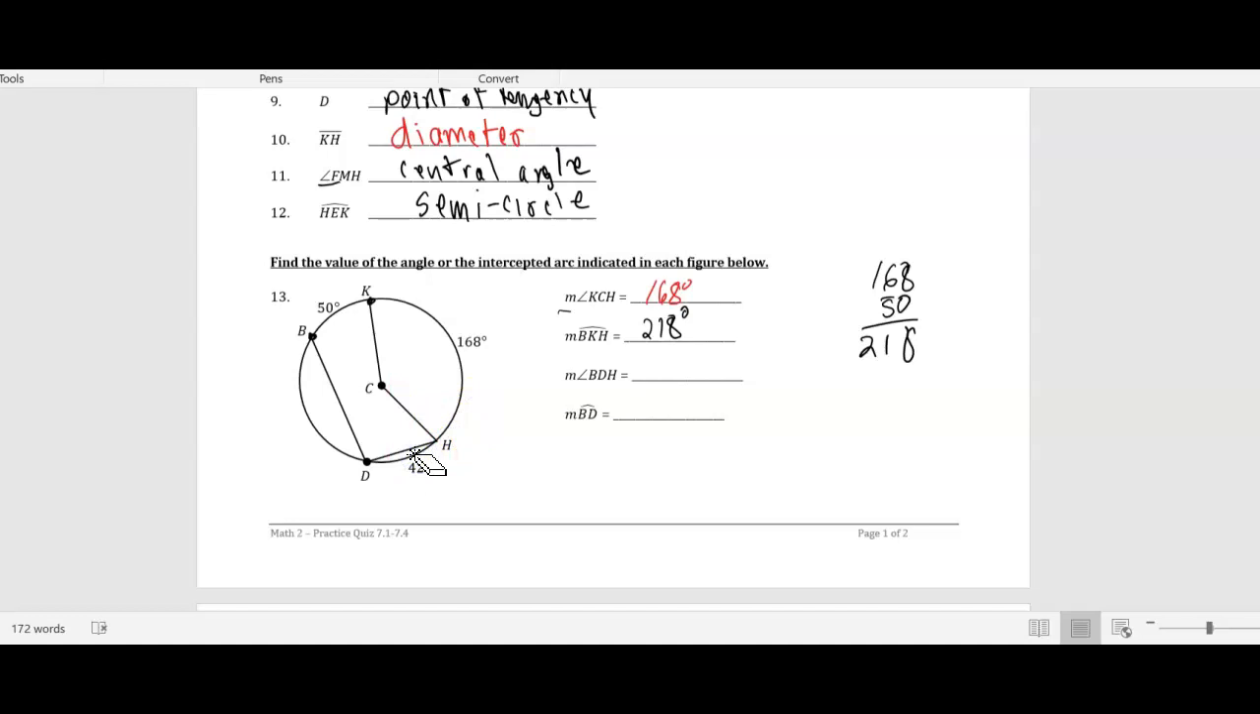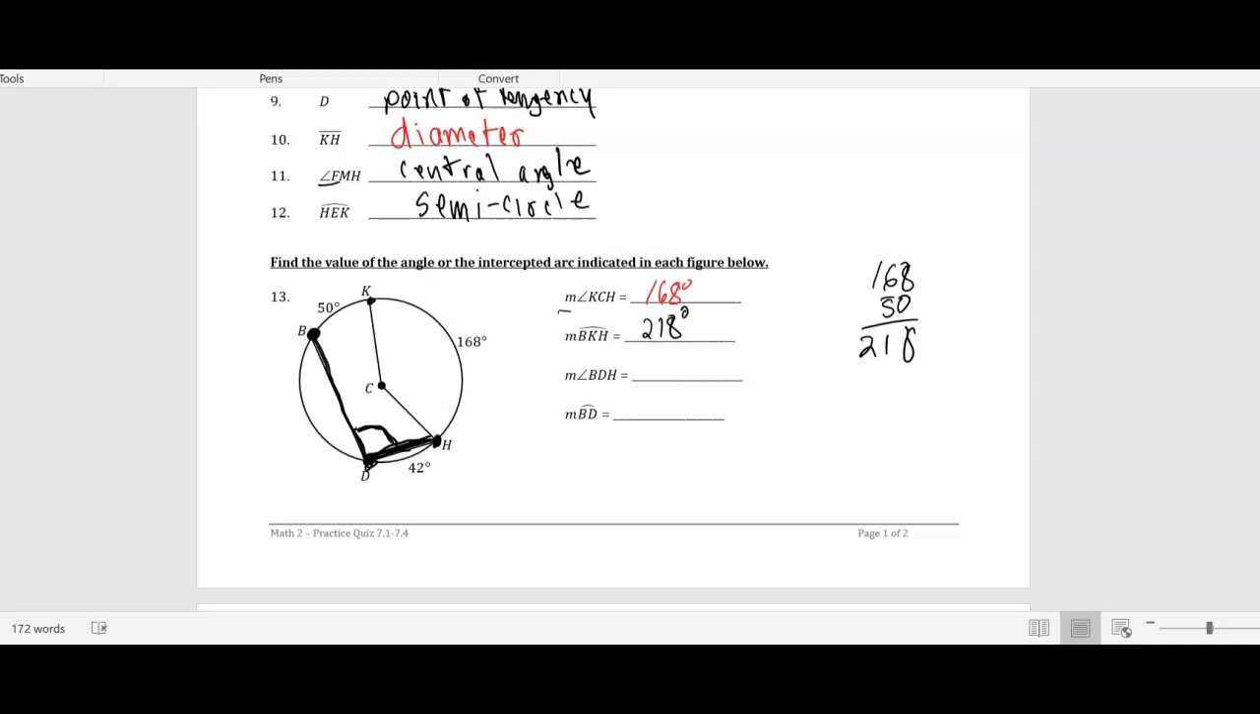The measure of angle BDH. So here's B, here is D, here is H. So what we are looking for is this angle right here. This is an inscribed angle.